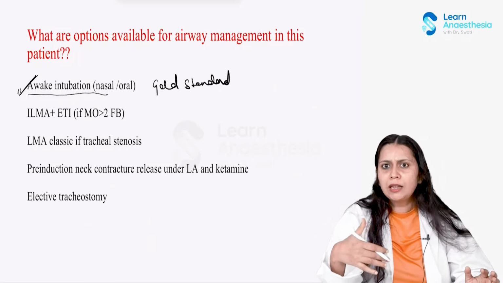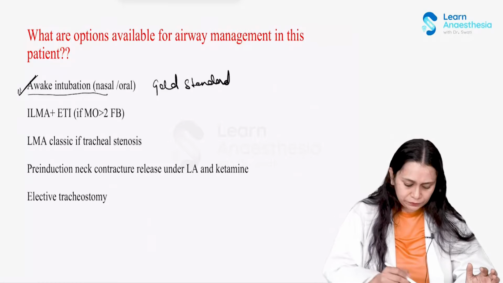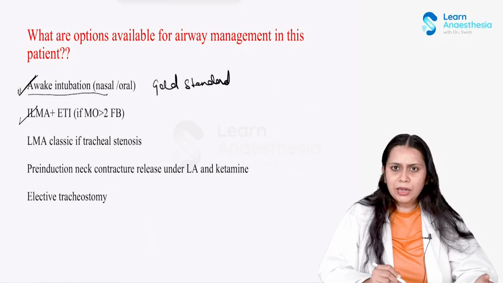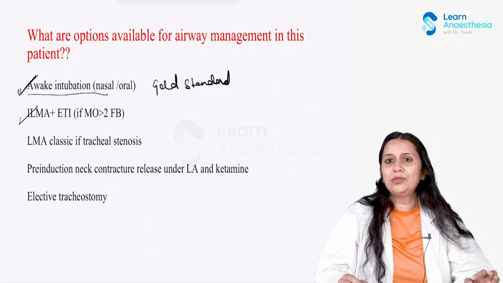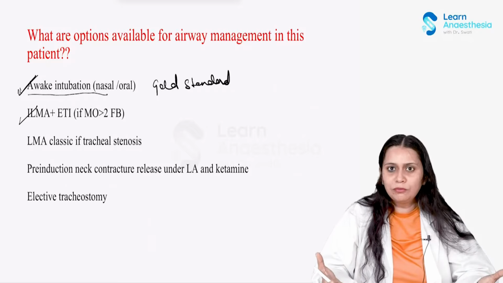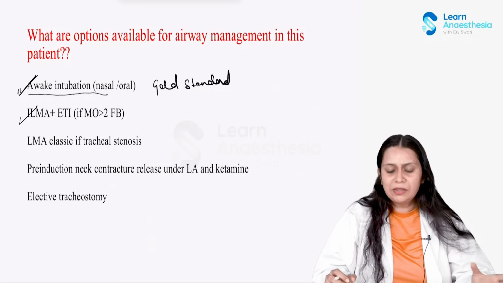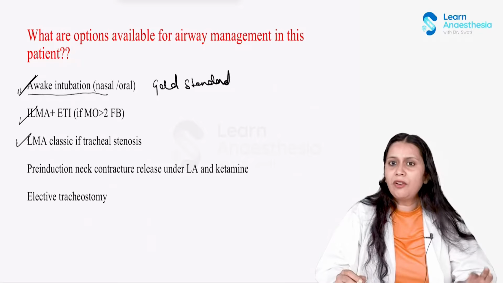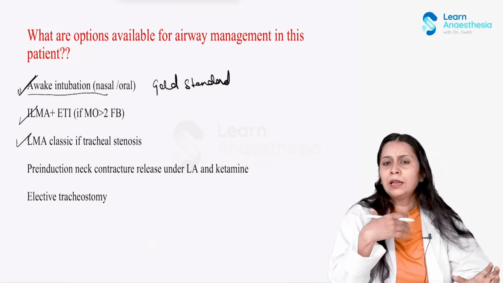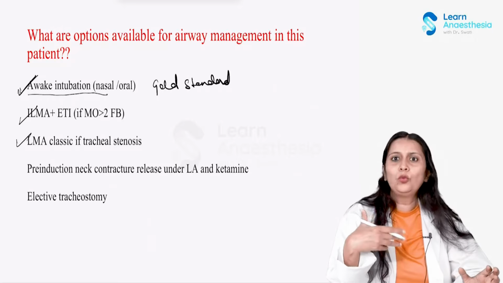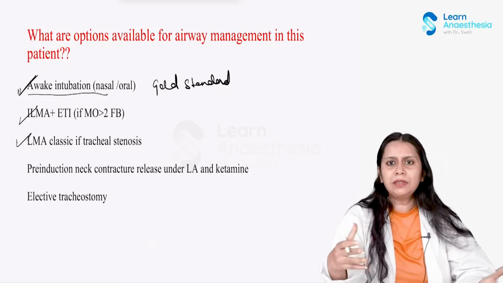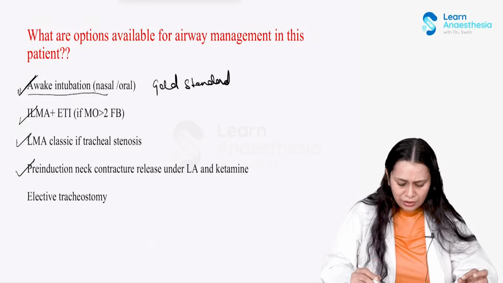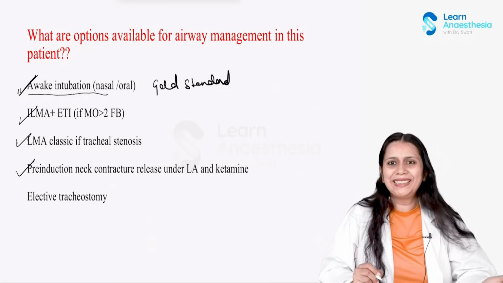So if a patient has a two-finger breadth mouth opening, then endotracheal intubation through an intubating LMA is possible. A classic LMA we can use if the patient has more than two-finger breadth mouth opening and if we are expecting that the patient has a tracheal stenosis. Another option is pre-induction release of the contracture with the help of local anesthetic and ketamine, and then we intubate the patient for the further surgery once the contracture is released. To some extent, the airway will become easy. So pre-induction neck contracture release under LA plus ketamine.